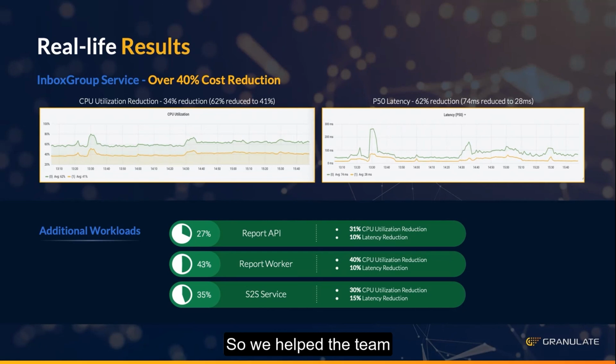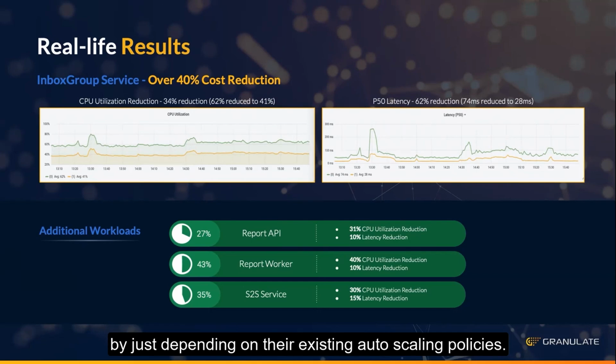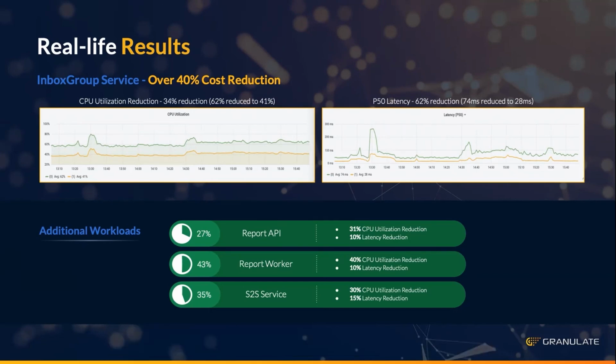So we helped the team implement the actual cost reduction using the improved performance that the MoEngage team got from Granulate, which was a very great process, I think. And it allowed them to realize more than they could by depending on their existing auto-scaling policies. Yep.